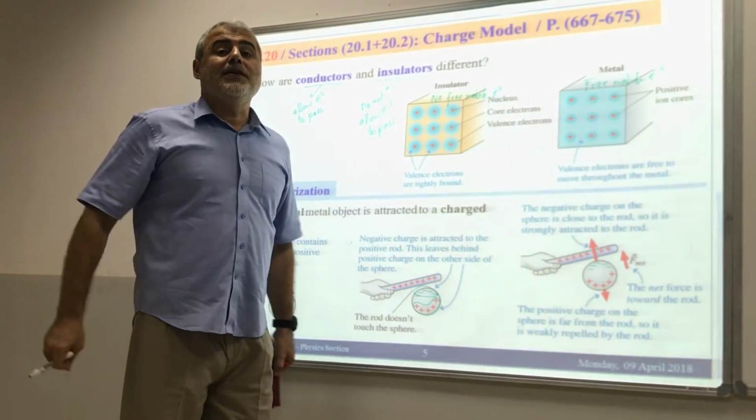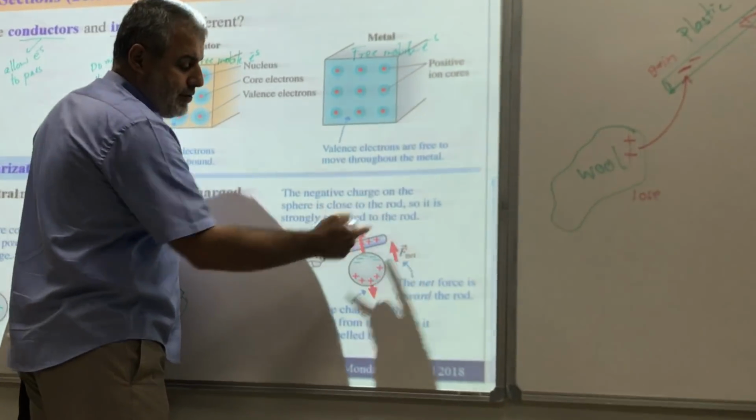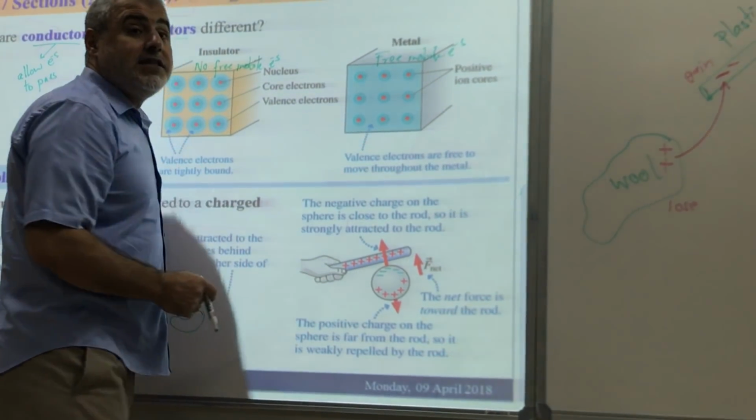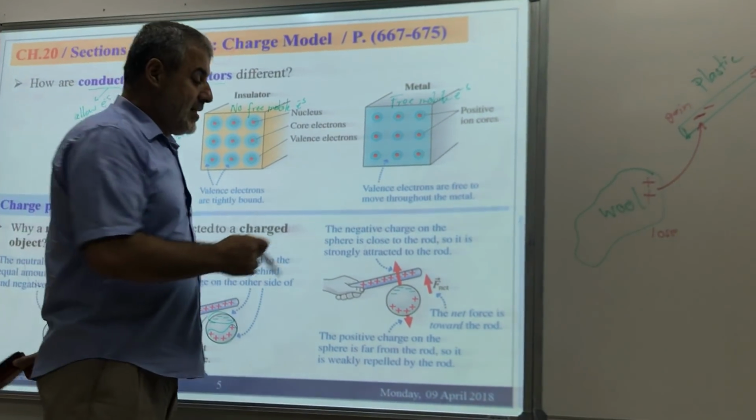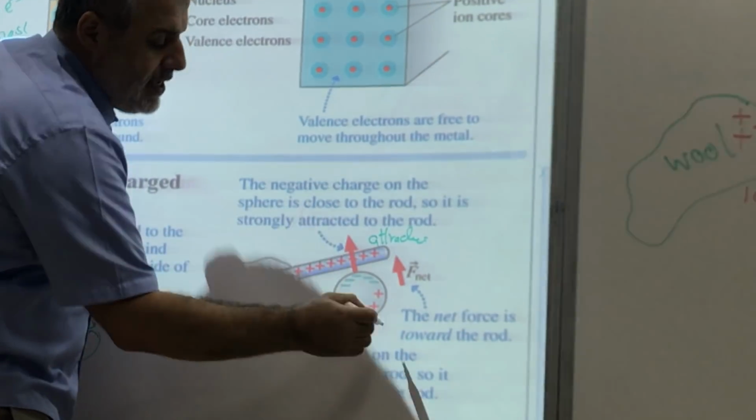And I want to tell you something, Shabab. You will find here the negative charge on the sphere is closer to the rod, so it will strongly attract to the rod. And this one also. I need to say something in this. Pay attention. Here we have attraction, right? And here we have repulsion.